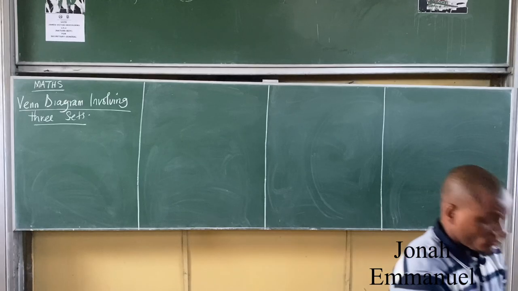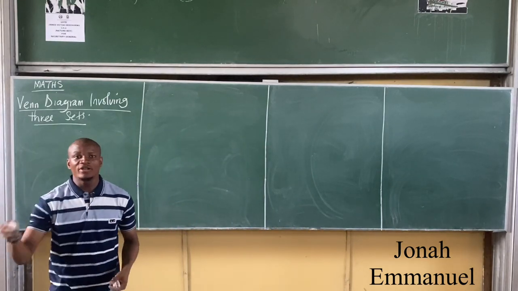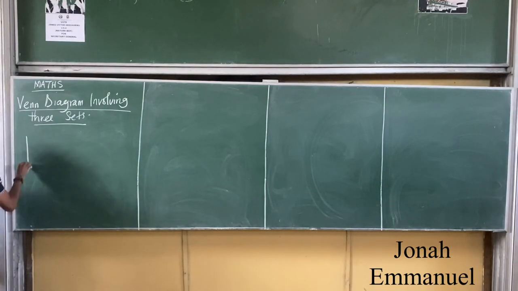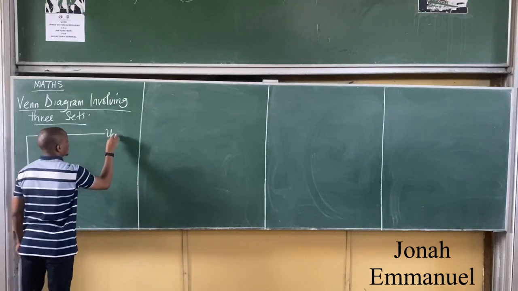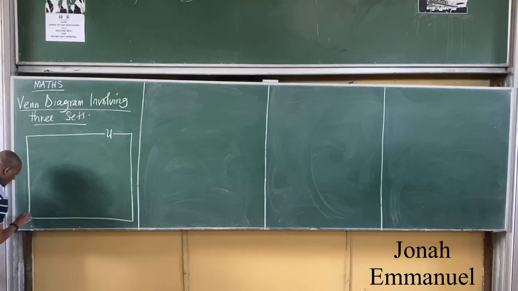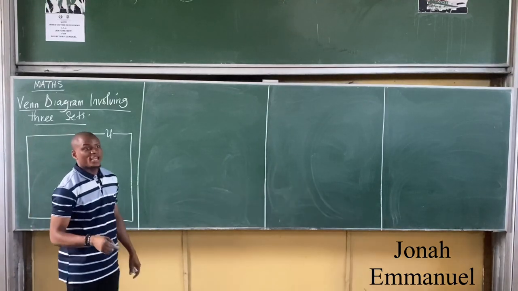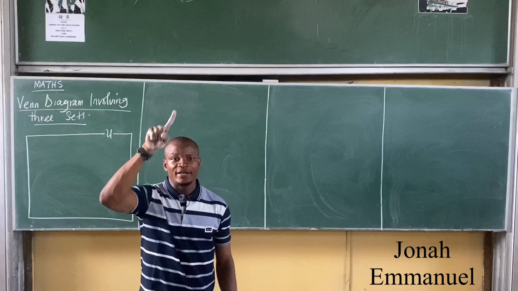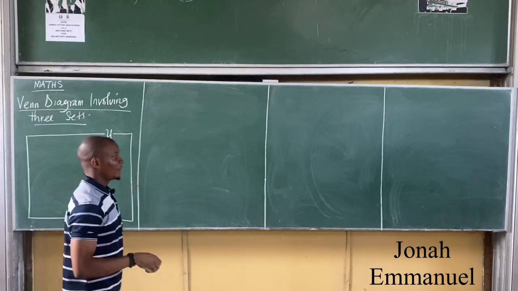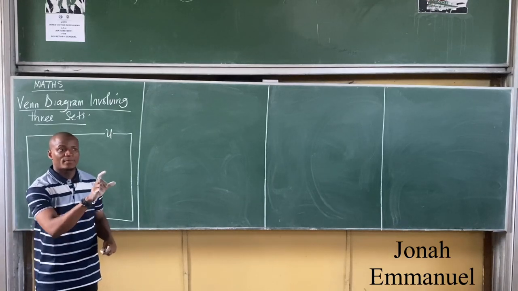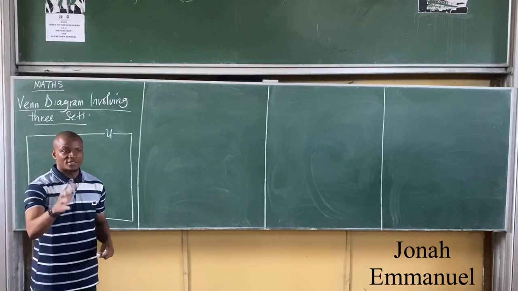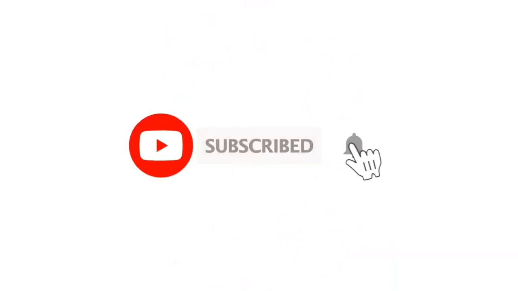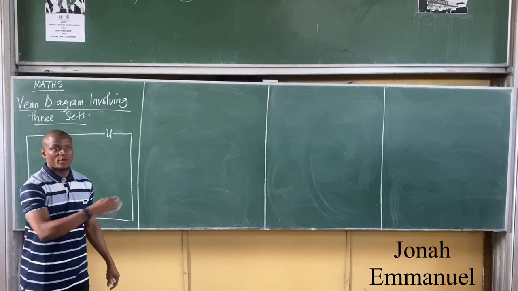Take down, please. The model Venn diagram for three sets. Say M, capital M, capital N, and P. The model diagram for three sets M, N, and P is given below. So look at it.